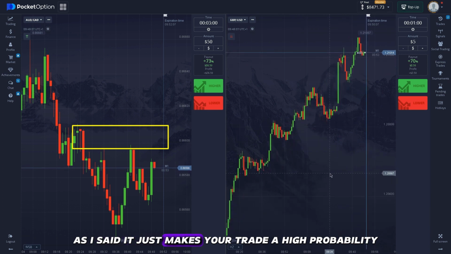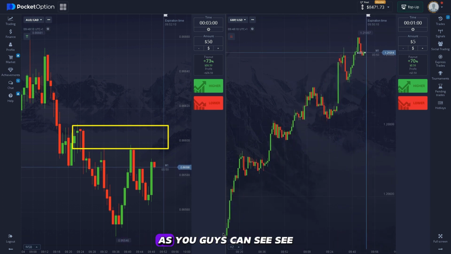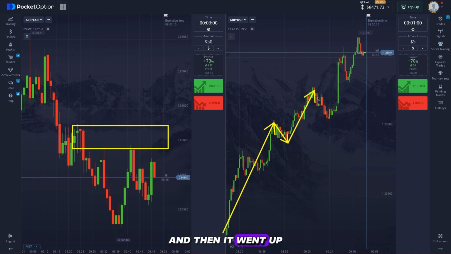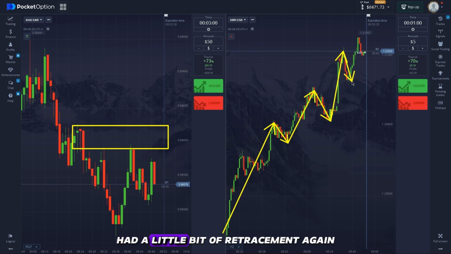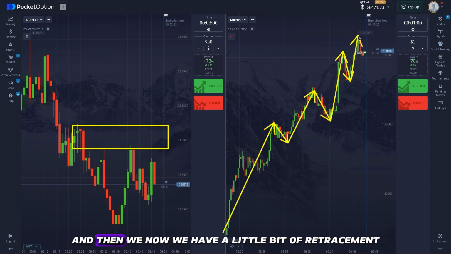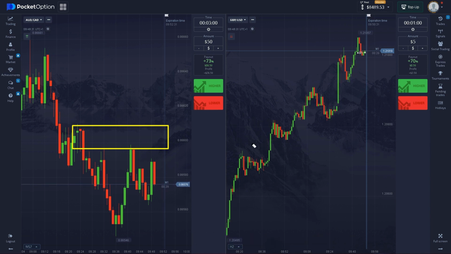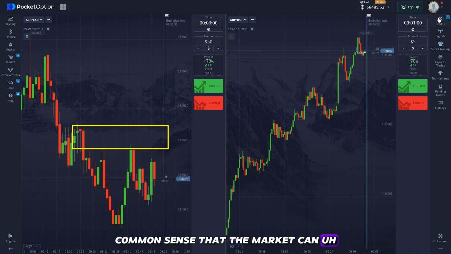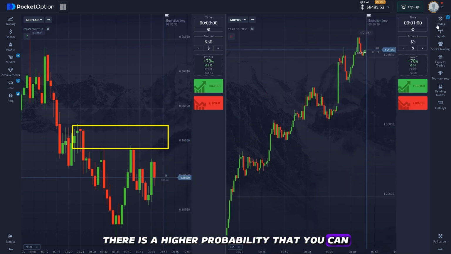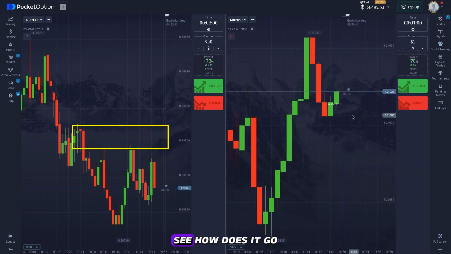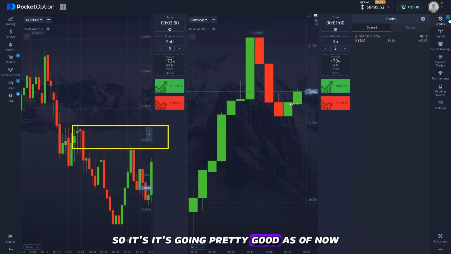We will just see how does it go. As I said, it just makes your trade a high probability thing, you know. As you guys can see, it went up, and then we had a little bit of retracement, and then it went up, then it came back. Then we had a big candle, then it had a little bit of retracement again, and then it went up, and then we had a little bit of retracement, and now we had a green candle. So it is like common sense that there is a higher probability that you can win this trade. So we will just see how does it go.